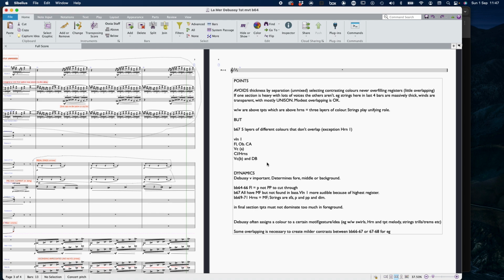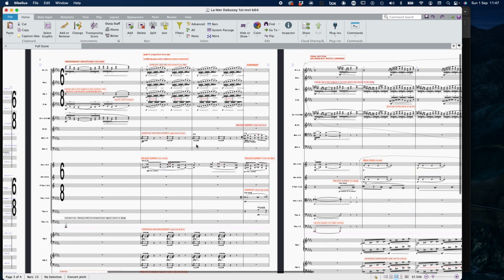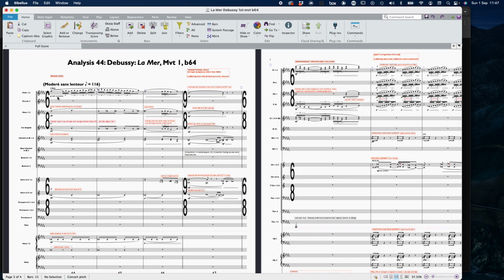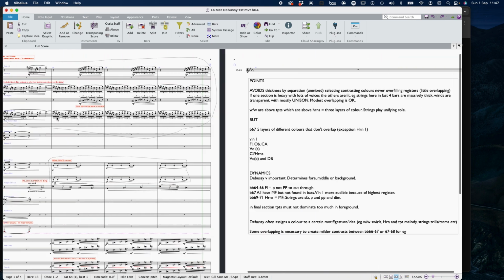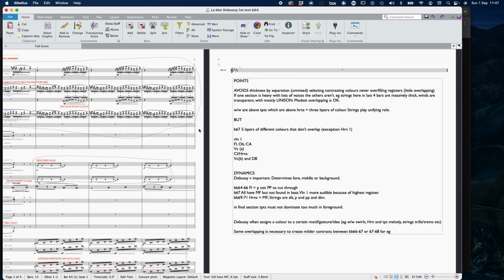And then the final thing to bear in mind are the slight differences in dynamics, piano, pianissimo, that sort of thing. So what does he say about it? Determines the fore, the middle, or the background. In other words, what needs to come forward. It's like a sort of mixing engineer, basically, Debussy.